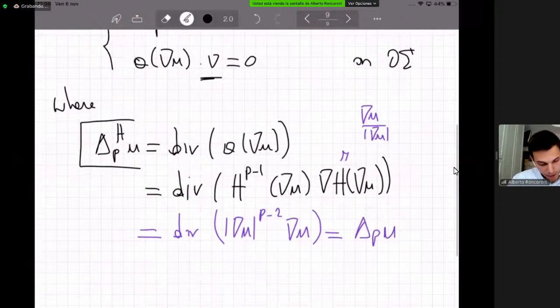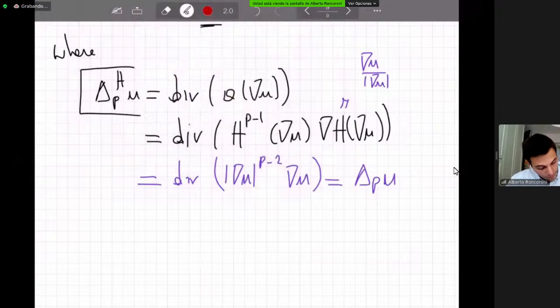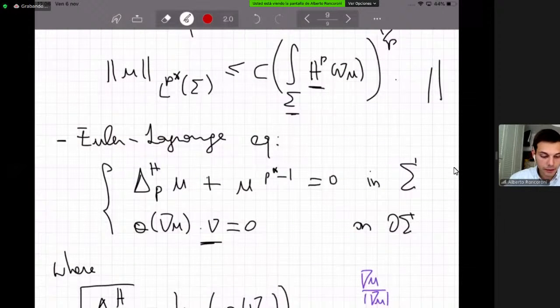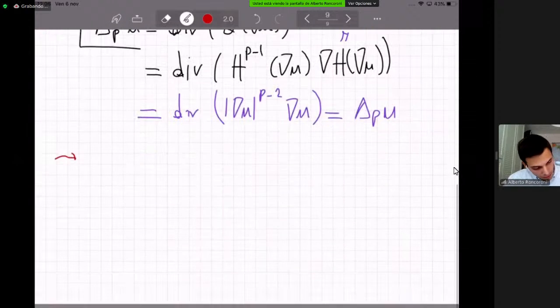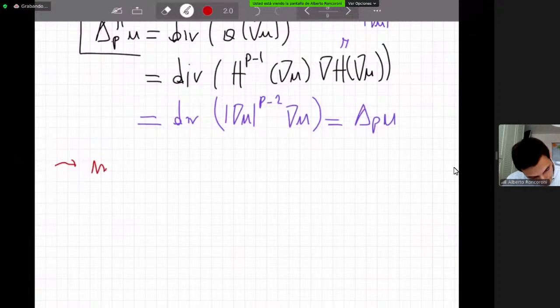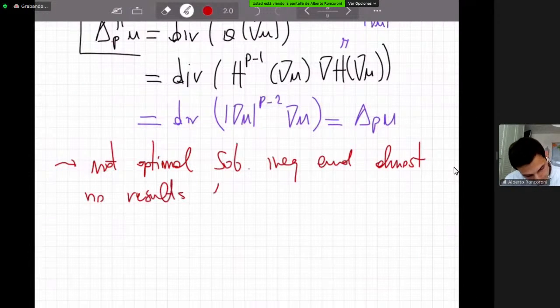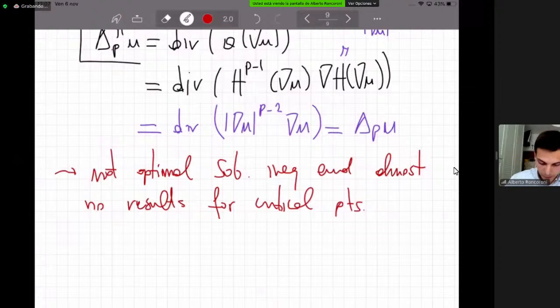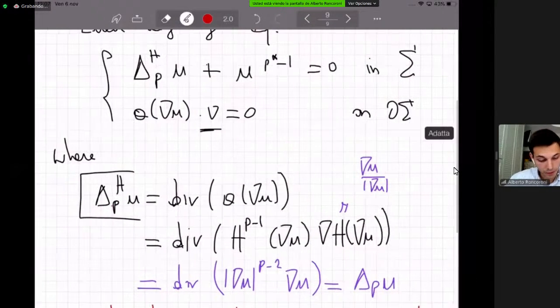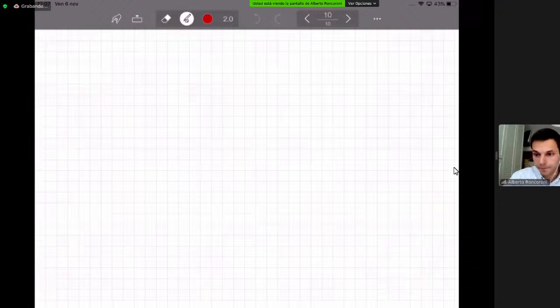And okay, so the point was that there was the Sobolev inequality, this was known, but it was not optimal. So, not the optimal Sobolev inequality, and almost no results for critical points. Okay, so no theorem of classification for this problem.